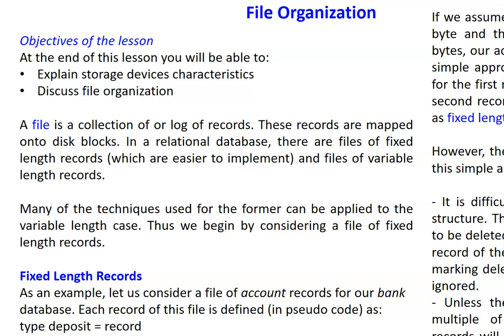So in a relational database, there are files of fixed length records, and then also we have files that have variable length. In other words, we have files whose records are fixed in terms of bytes, and then we have files whose records vary from one record to the other. Many of the techniques used for the former, in other words the techniques used for fixed length records, can be applied to the variable length. Thus, we begin by considering the files of fixed length records.